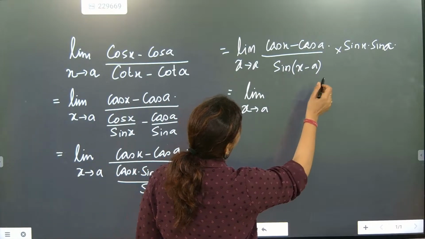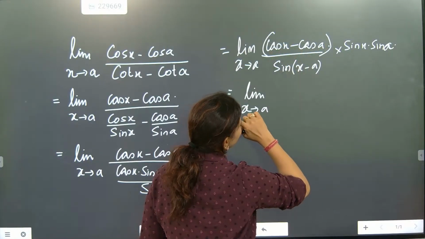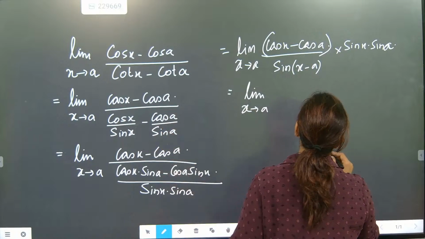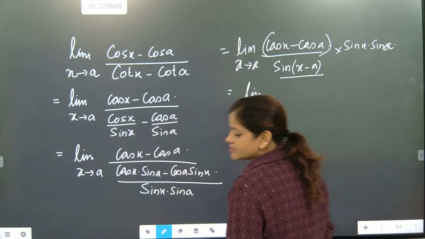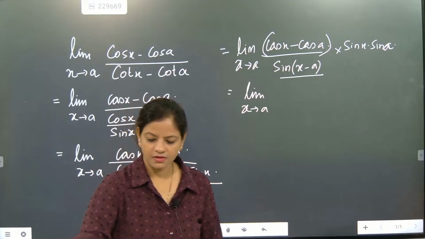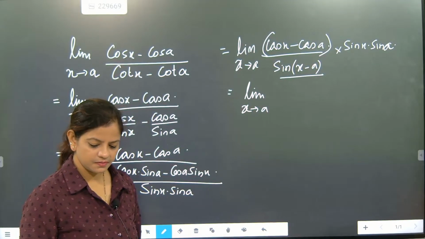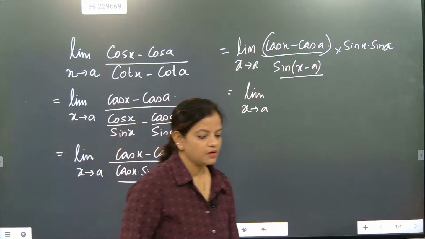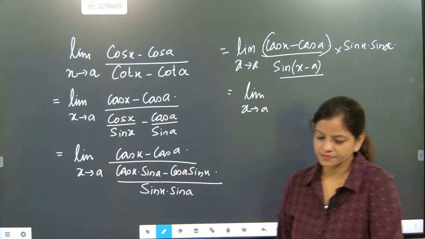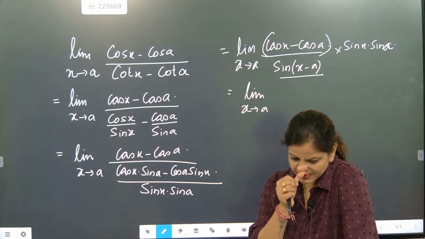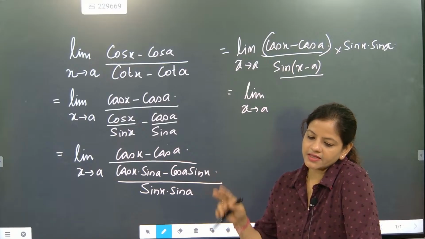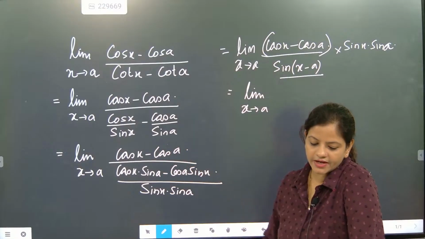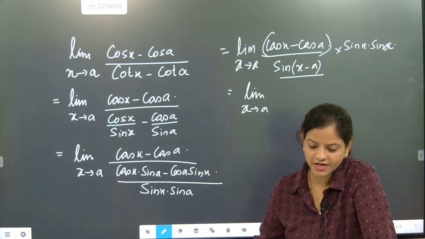Limit x tends to a, cos x minus cos a, we'll put the bracket here. Now the cos c minus cos d formula. What is the formula for cos c minus cos d? Because it is coming as sin x into sin a. Check this one out. Till here done. Once we are writing here, I did nothing, I did cross multiply. After that sin x, sin a will be written.